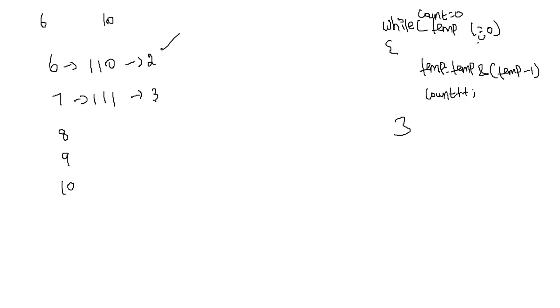We'll get the number of set bits as 3. 3 is also a prime number, so the result value will be incremented by 1, which becomes 2. For 8, the binary representation is 1000. We'll get the number of set bits as 1, which is not a prime number.